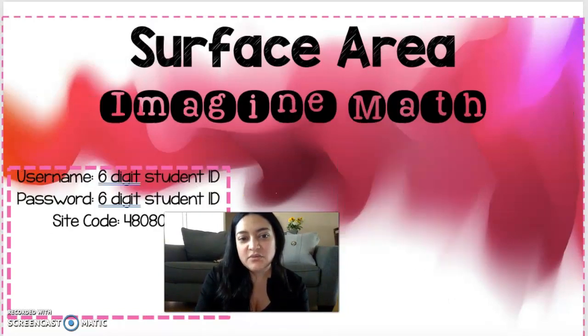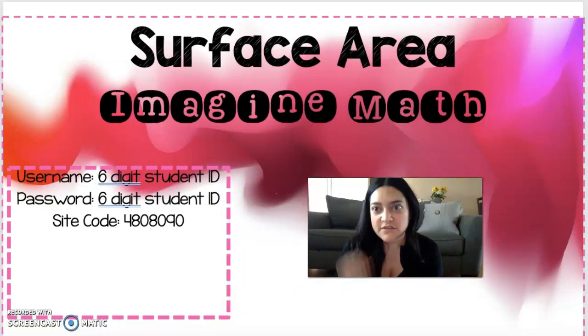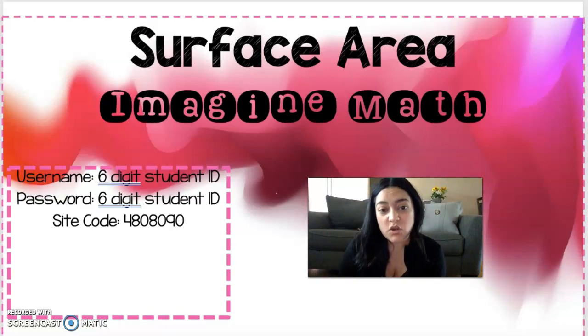And the next thing that you will be doing is Imagine Math. So I'm not sure if you guys remember, but your username for Imagine Math is your 6-digit student ID number. Your password is the same number. And then the site code is right here on the side, 480-8090.